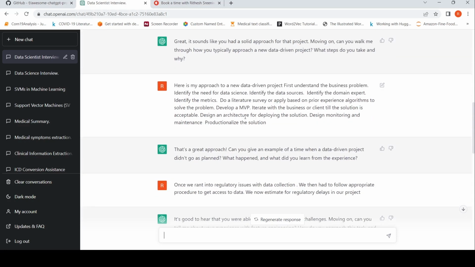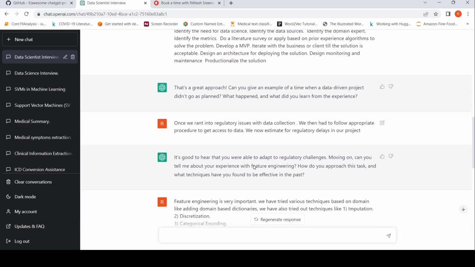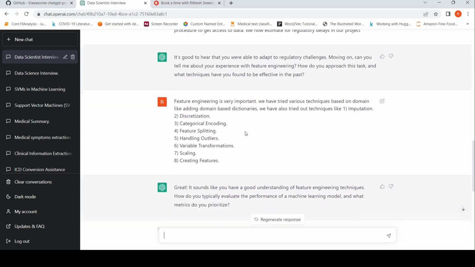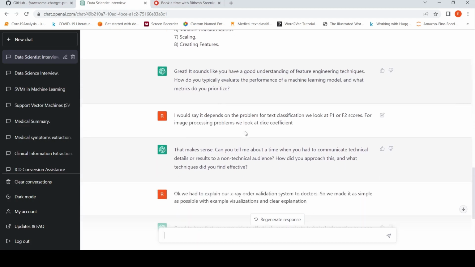Then I give some response. It says, that's a great approach. Can you give me an example of a time when a data-driven project didn't go as planned? What happened? What did you learn from the experience? Okay. Then based on the context, it asks the next question. So every time I'm seeing that based on the context, it kind of asks the next question or it tries to relate to the context. But then it doesn't go deep, it goes at a very high level. But still, it is a nice way to prepare for mock interviews.